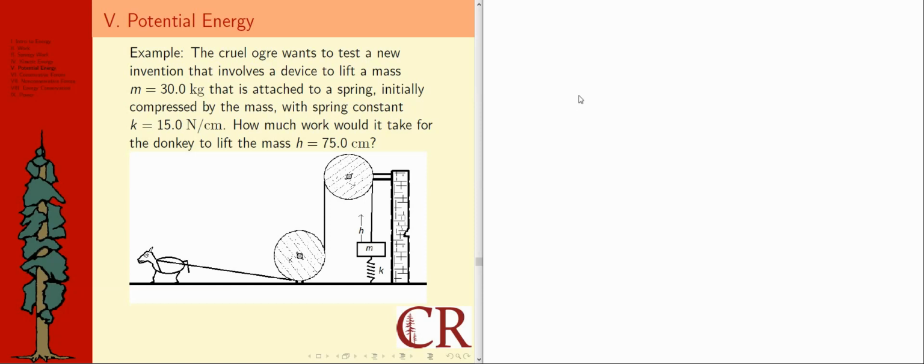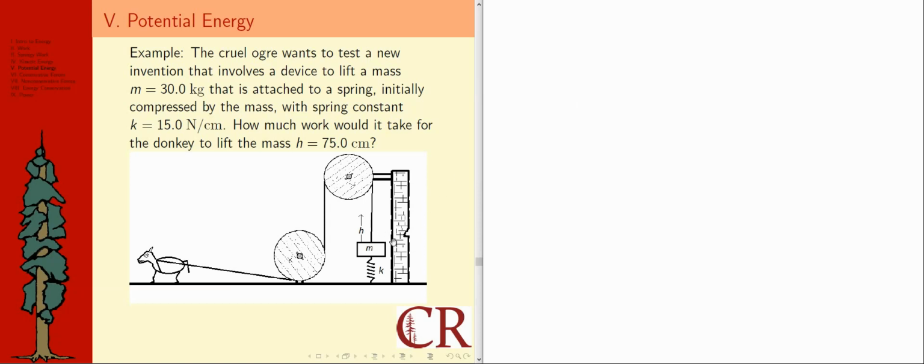The cruel ogre wants to test a new invention that involves a device to lift a mass of 30 kilograms that is attached to a spring, initially compressed by the mass, with a spring constant equal to 15 newtons per centimeter. How much work would it take for the donkey to lift the mass by a height of 75 centimeters?